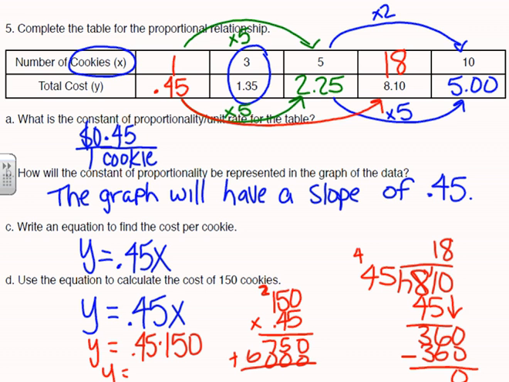Add them up. And then we're going to move our decimal point over 2 places to get $67.50. We have a word problem, so we're going to make sure that we have units with that.